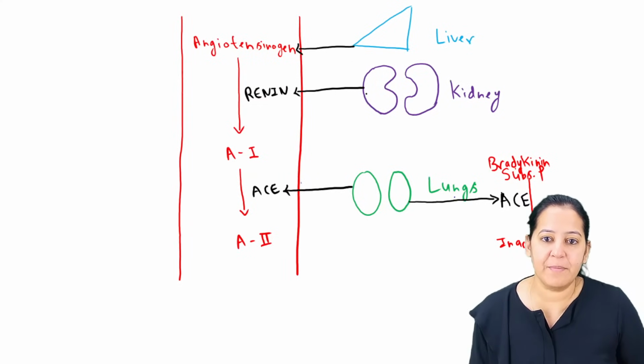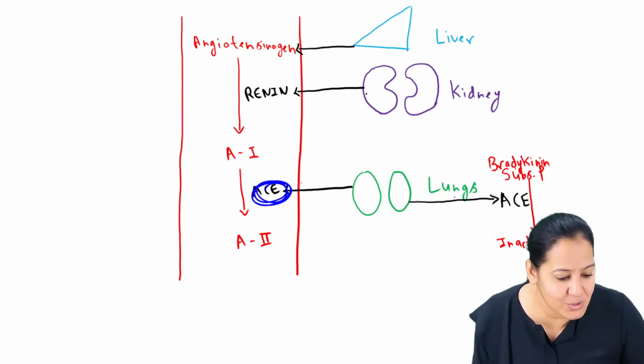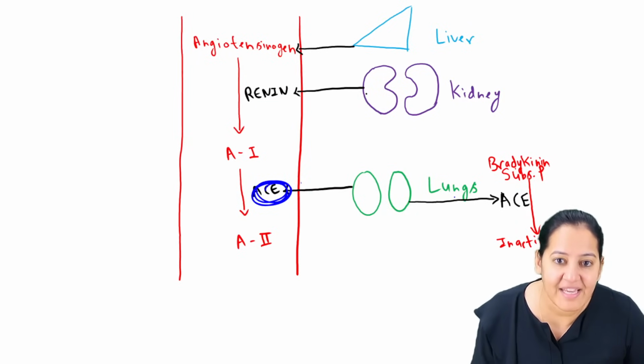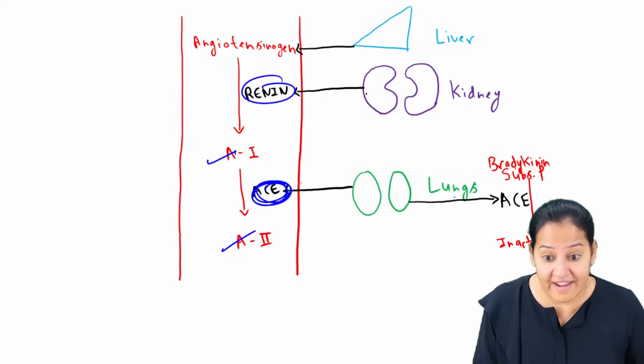In the lungs, what is the name of the enzyme? In the lung, it's ACE. What is ACE doing? I'm asking you, what is ACE doing? ACE converts angiotensin 1 to 2. It's a good enzyme in us. Renin and ACE both are very good.